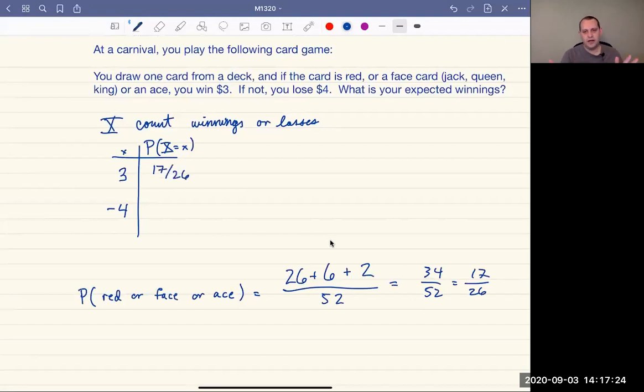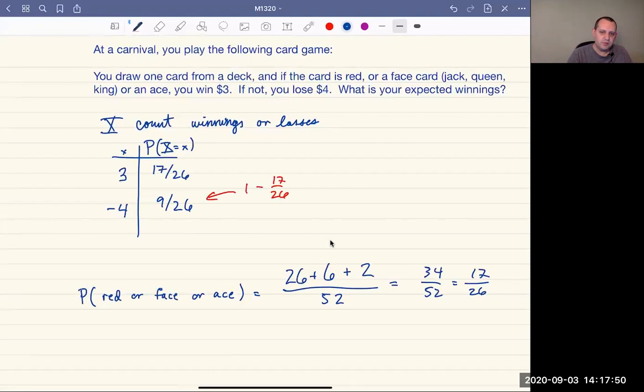Then without doing any extra work, we know that 1 minus that value goes in the other spot, and 1 minus 17 over 26 is 9 over 26. Again, this value is 1 minus 17 over 26 because I know that the sum of all the probabilities in that column has to add up to 1.